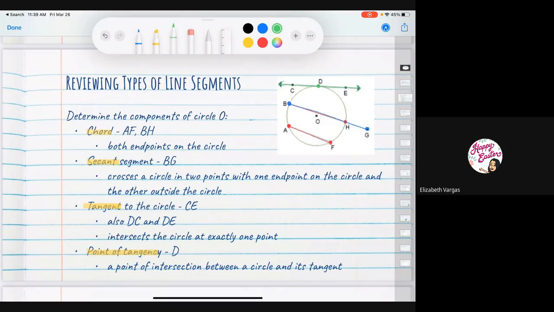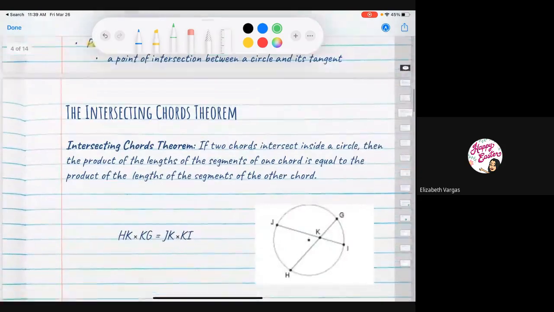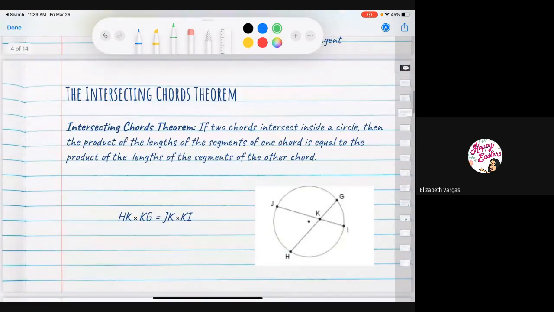Okay. Any questions about these definitions or what a chord is, what a secant is, or a tangent? All right. So now we're going to see how these different types of segments relate to each other whenever they are in a circle. We're going to look at, I think, a total of 3 different theorems, which are pretty straightforward. So here we have the intersecting chords theorem.